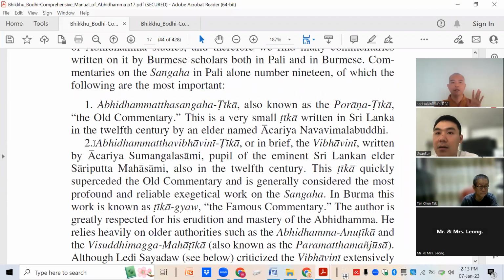Sumangalasami. Yes, okay. Okay, please read number 2 and number 4, that will be good already. Please. Okay.